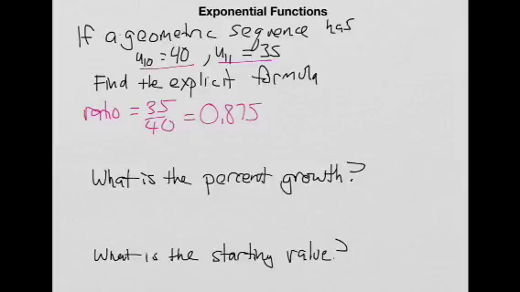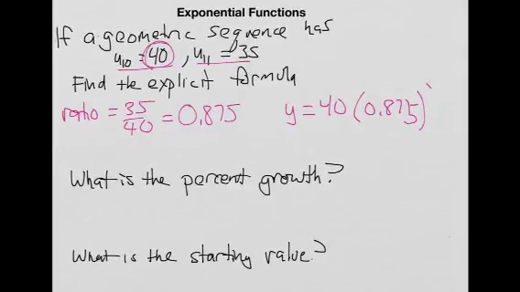So when I write my formula, y equals, I'm going to start with the value I've given is 40 times my ratio is 0.875, and that's raised to the x, but now I have to say x minus 10, because I'm not given u sub 0, I'm given u sub 10. So I have to put that shift into this formula.